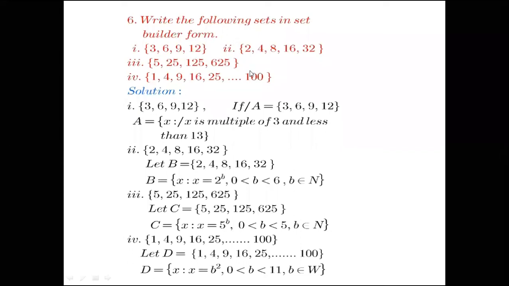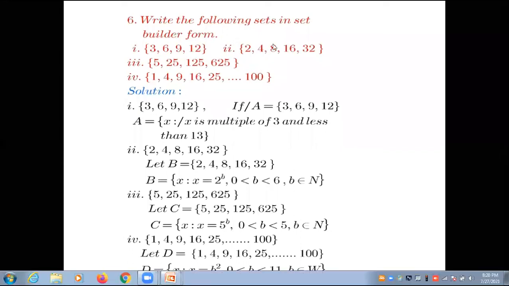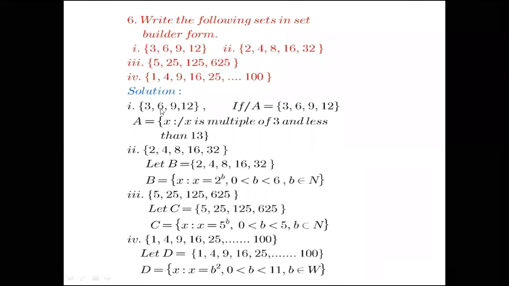If you observe the question carefully, 3, 6, 9, 12 are what? Multiples of 3, ma'am. And here you have to write the condition also. So they are multiples of 3, and they are less than 13.